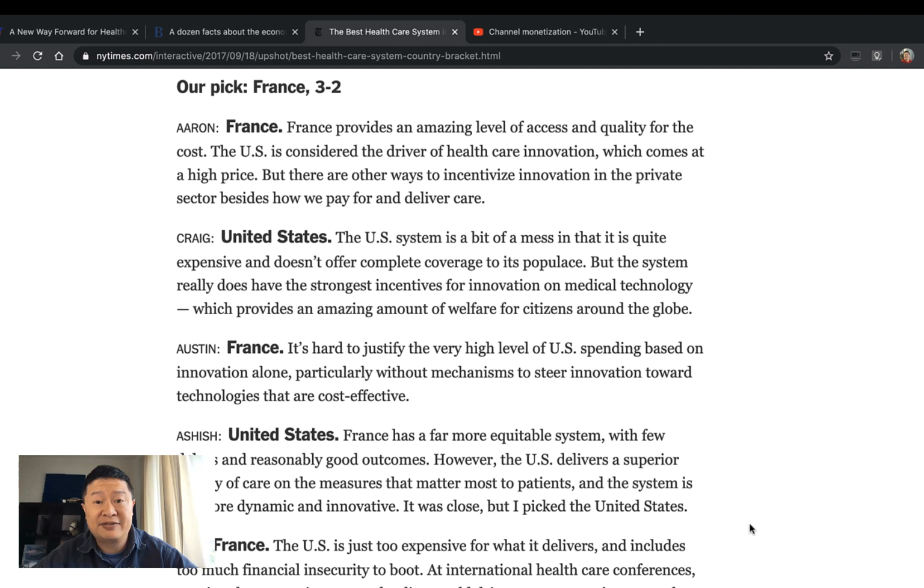When you compare France versus the US in healthcare, some experts are saying that France has higher level of access and quality for the dollar, whereas the US has more healthcare innovation for those top research hospitals and for the patients that can afford it. So ultimately, if you are an average person, you may be better off with the French system. If you have a lot of financial resources and access to those top hospitals in the US with the best surgeons and the latest technology, then you might be better off in the American healthcare system.